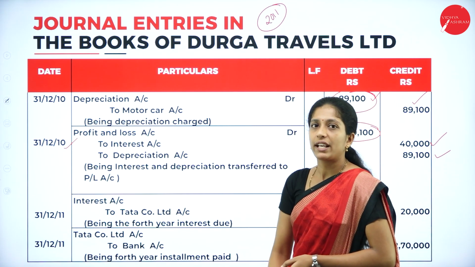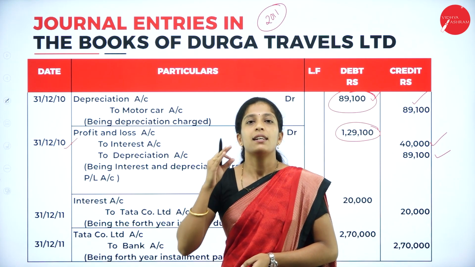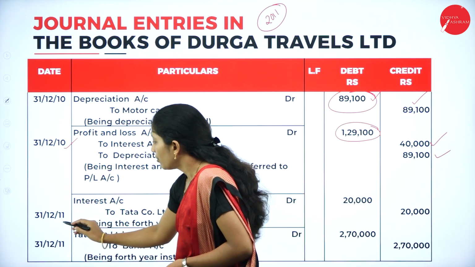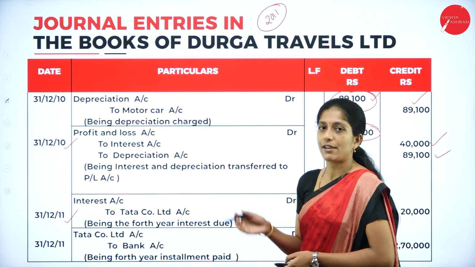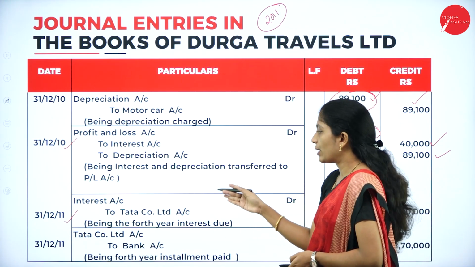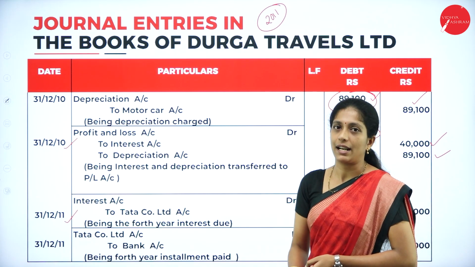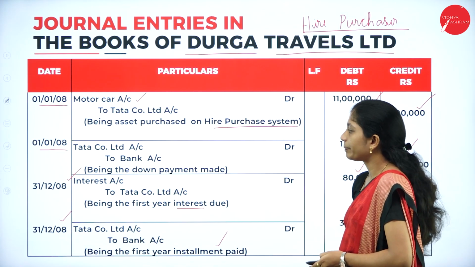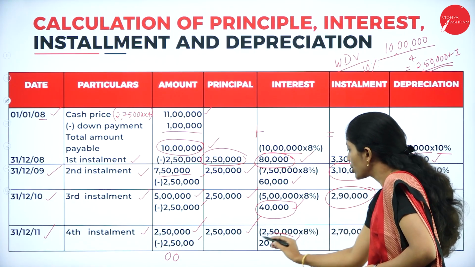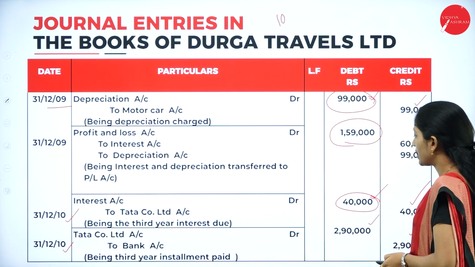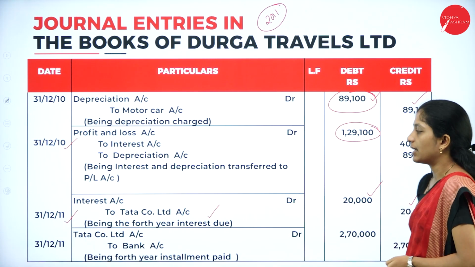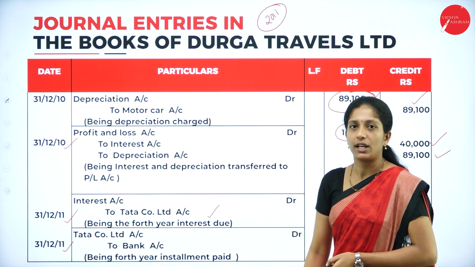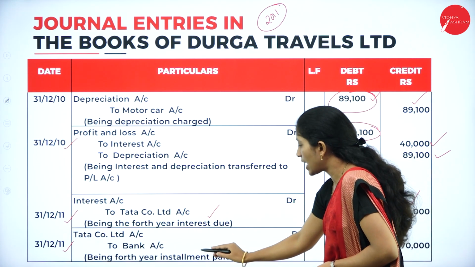Okay. So at the end of the year, interest due, installment paid, depreciation charge, transfer interest and depreciation to profit and loss account. Now fourth year at the end, that is 31st/12/2011, interest due, interest account debit to hire seller, that is Tata Company Limited account being fourth year interest due. Now see what is the fourth year interest. So fourth year interest is how much? 20,000. So write that 20,000. Next fourth year installment paid. So what is the entry? Tata Company Limited account debit to bank account being fourth year installment paid.